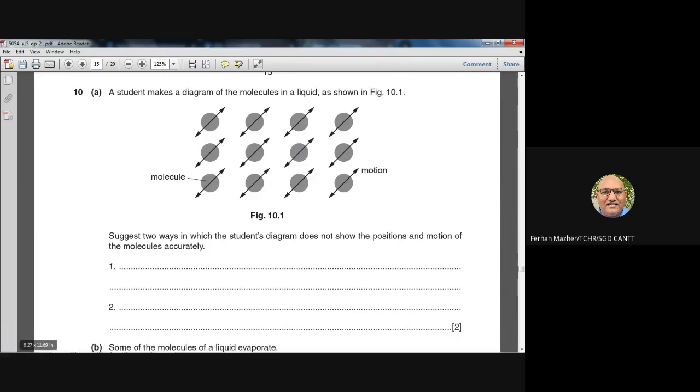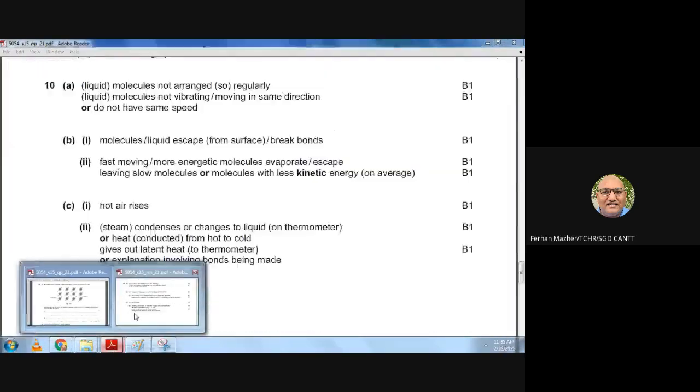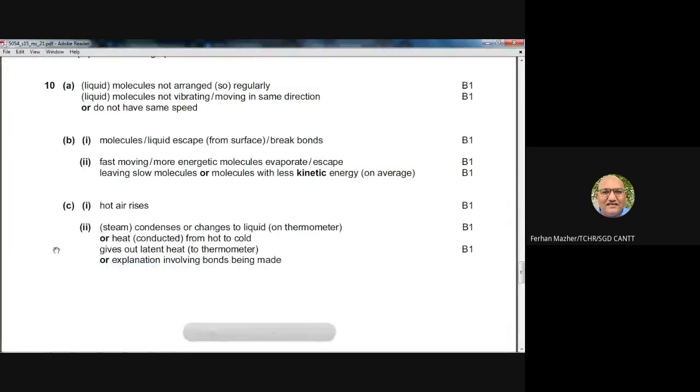Let me show you. This is a 2-mark question. Let us check the marking scheme as well. You see, this marking scheme is showing on your screen. It says the liquid molecules are not arranged so regularly. That can be one argument. And liquid molecules do not vibrate. They move. Plus, he has shown that they are moving in the same direction. That's wrong. Or they do not have the same speed. The molecules in a liquid have different speeds.